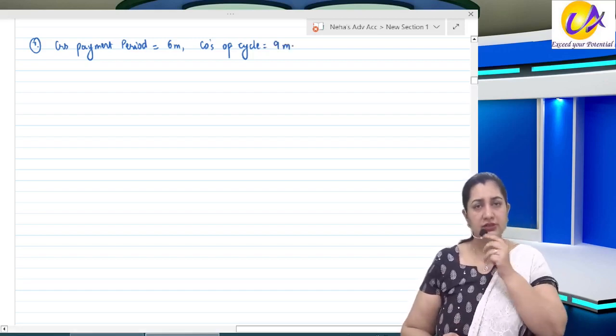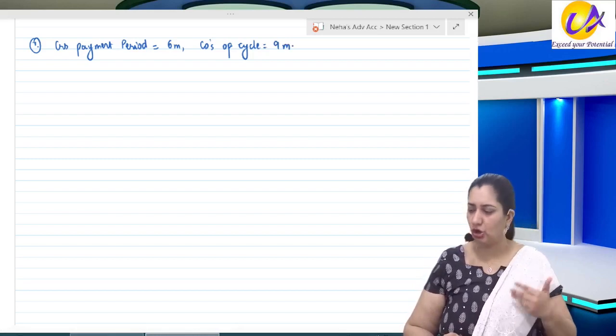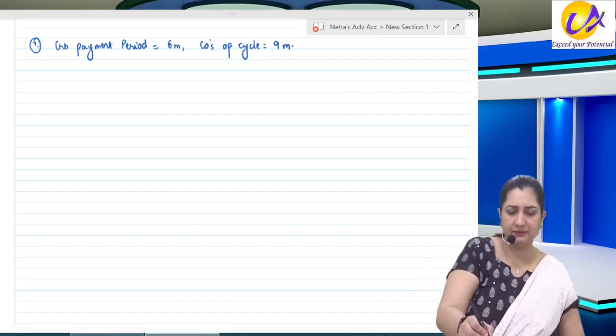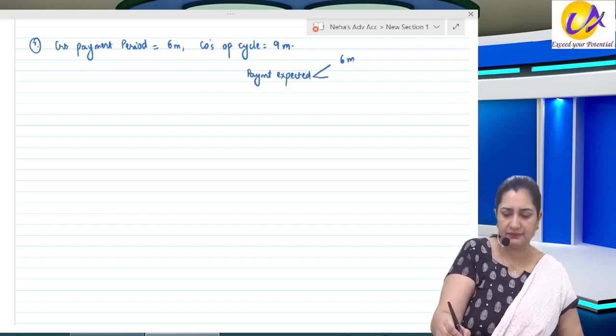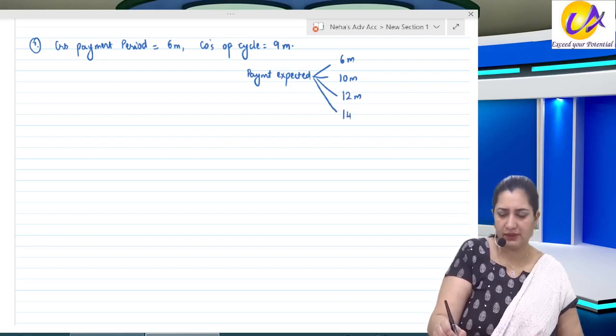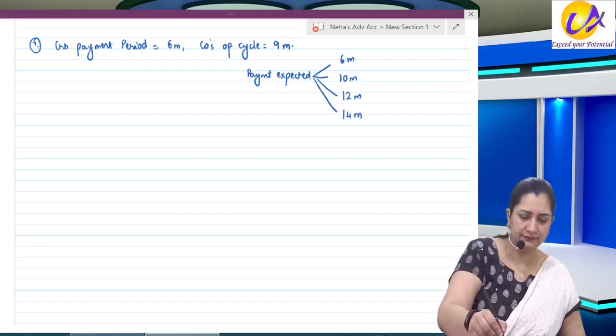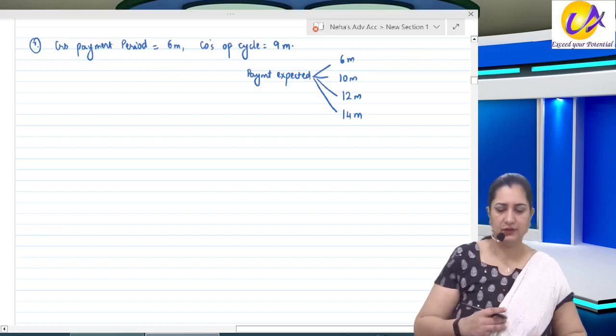So now the question is, what should we show this as, current or non-current? Let's say the payment is expected in 6 months, in 10 months, or let's say 12 months, 14 months. What do you think?